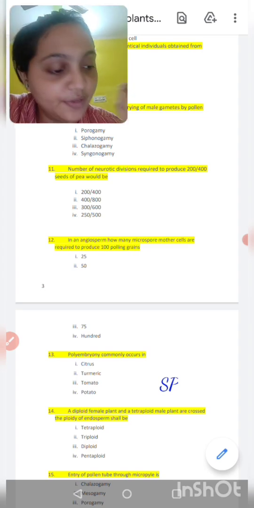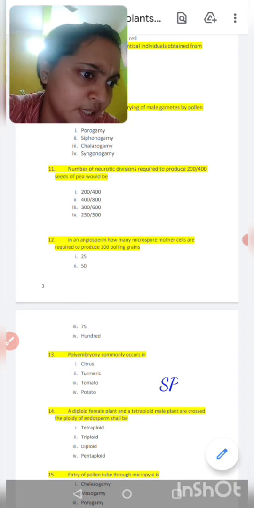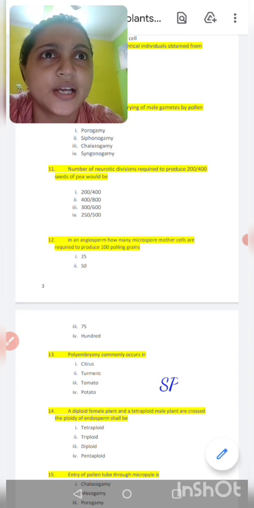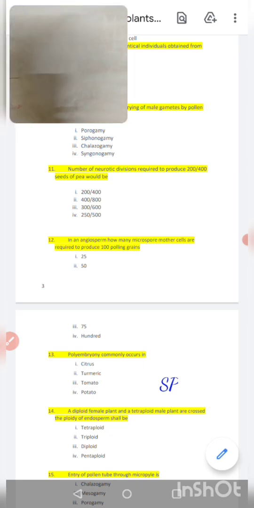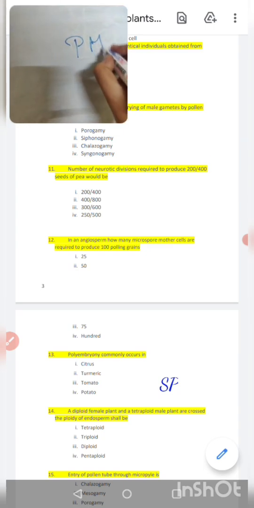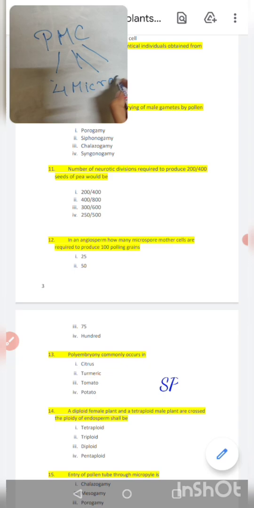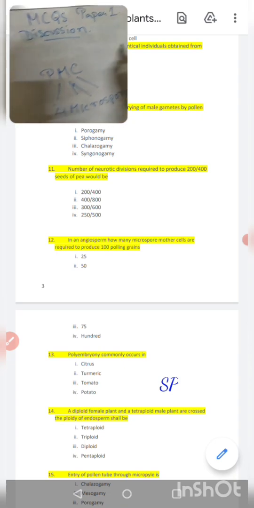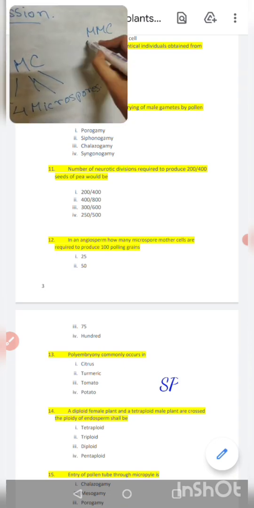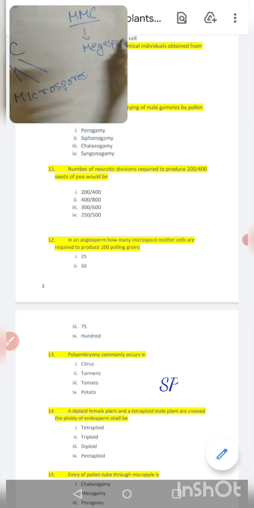We know that during microsporogenesis, the pollen mother cell undergoes reductional division, and from a single pollen mother cell we can get 4 microspores. So 4 microspores will be there. And from a single megaspore mother cell we will get only a single megaspore. This is the starting of the calculation.